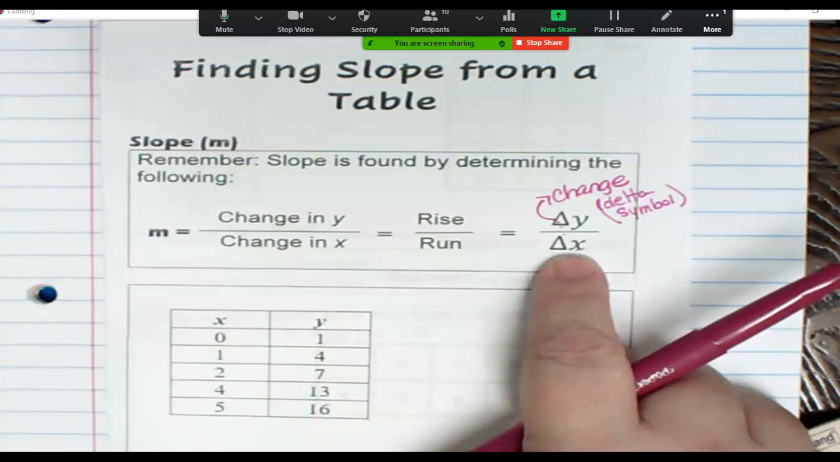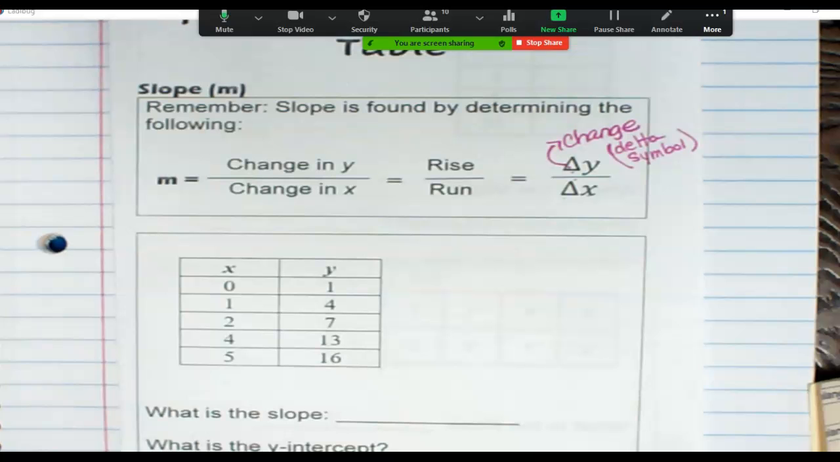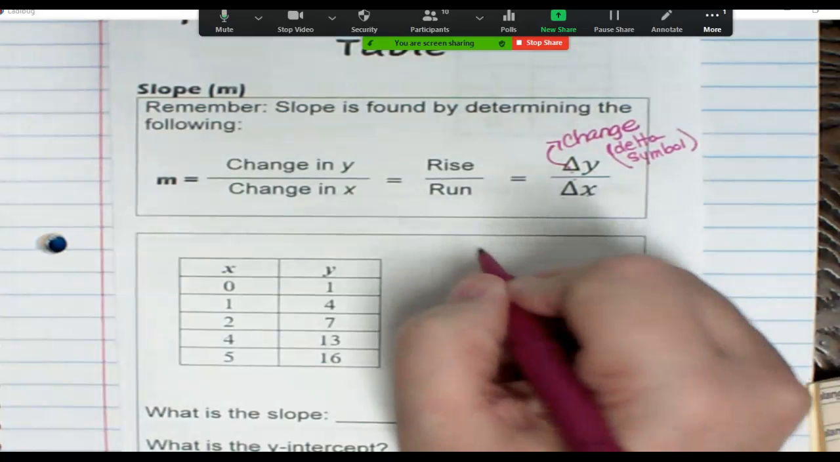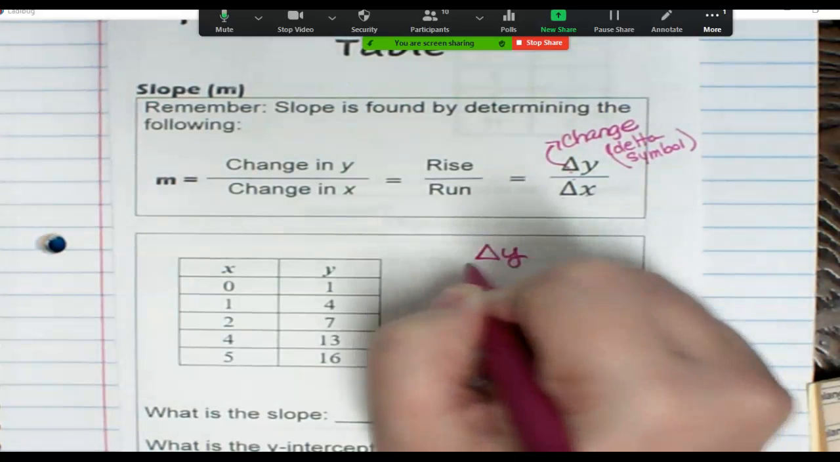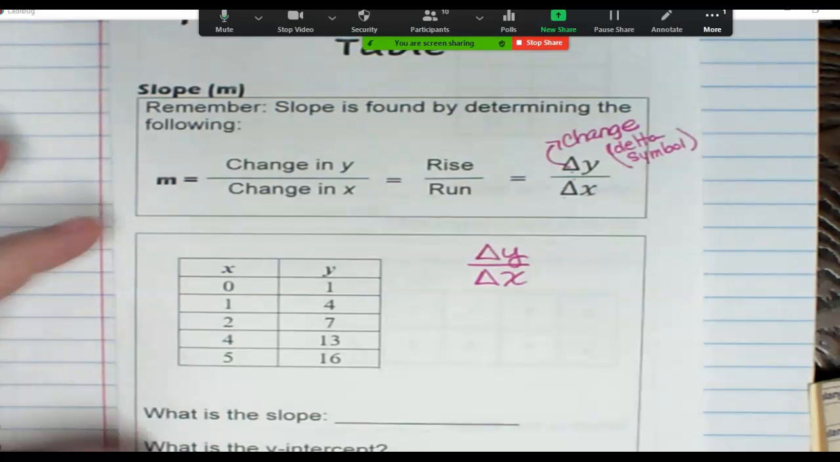Okay? So let's look at this table. I know I'm trying to find the change in y over the change in x. It's kind of like our formula, the formula that we write down first. Change in y over change in x. So we're actually going to go to the table. We're going to look, how are my y values changing? How are my x values changing?